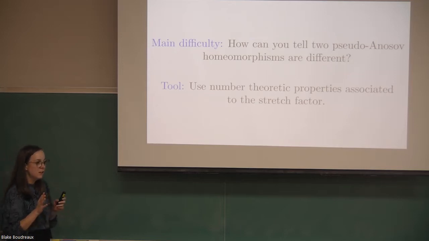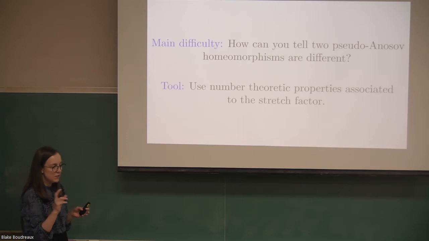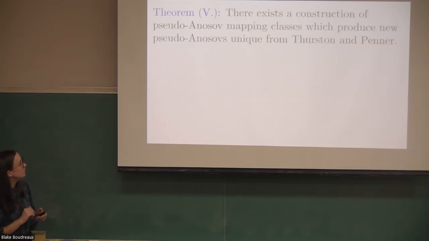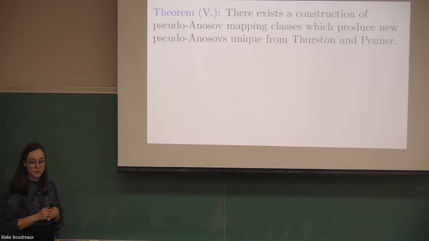Yes, but we only look at the ones whose modulus ends up being the largest, so we only look at real eigenvalues, but complex numbers will come up in a minute. All right, so the theorem that I showed is that there exists a construction of pseudo-Anosov mapping classes which produce new pseudo-Anosovs, which are unique from the constructions from Thurston and Penner.